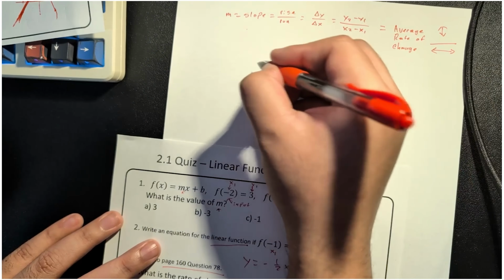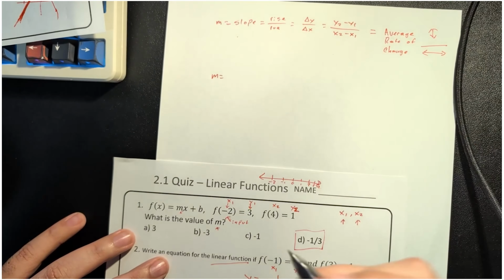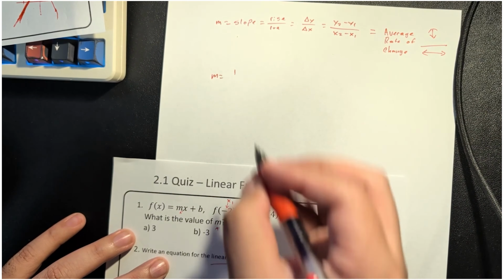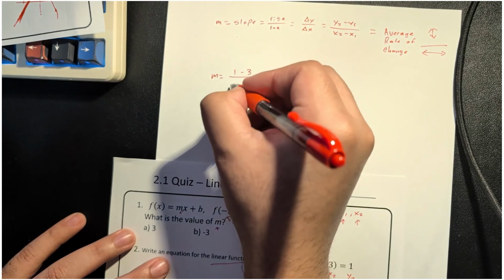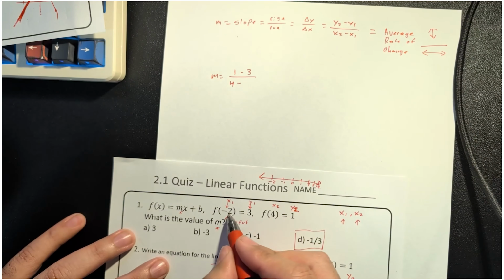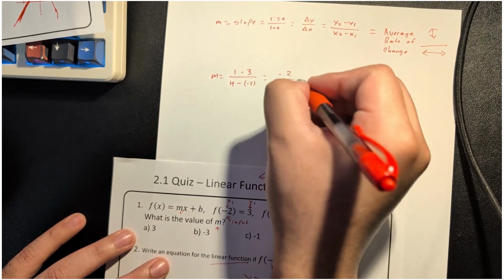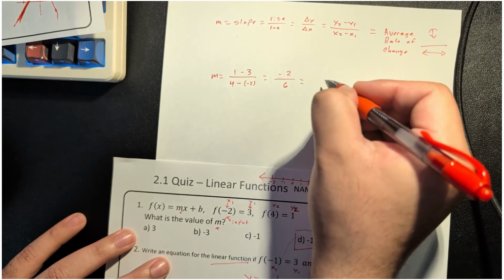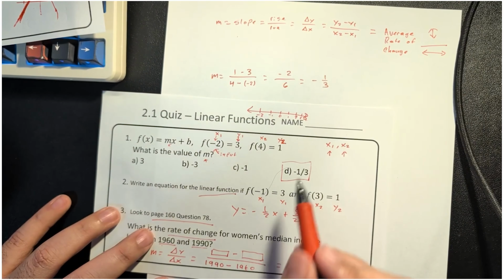So m is going to be y2 minus y1. So y2 is 1, y1 is going to be -3. Then x2 is going to be 4, and then minus x1, which is -2. So I'm going to get 1 minus 3, which is -2, over 4 minus double negative, so 4 plus 2. Simplifying, I get -1/3, right? And that's how we got -1/3.